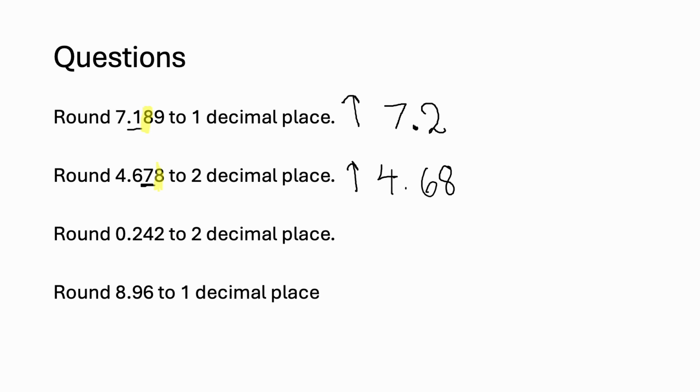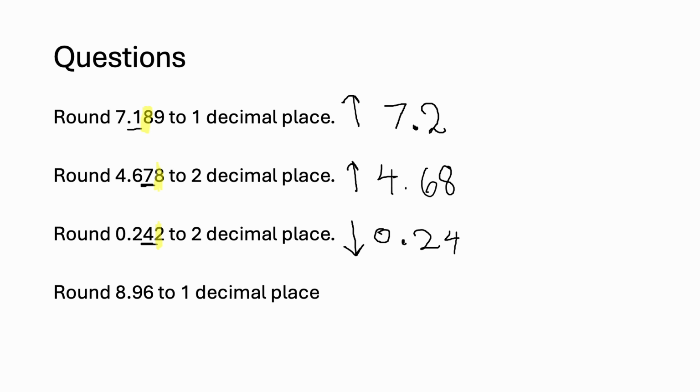Next one here is round 0.242 to 2 decimal places. So this 4 is the second decimal place. That's the one that we're concerned with. We look at the number to the right of the 4, which is the 2. As 2 is less than 5, that means we are going to round down, meaning that this 4 will stay as it is. So we get an answer of 0.24 to 2 decimal places.